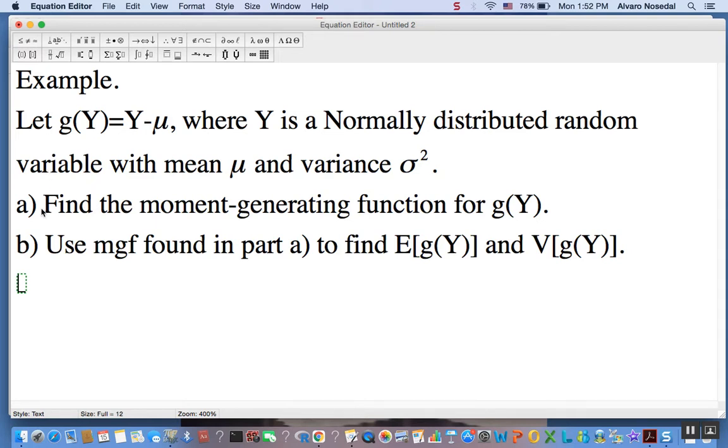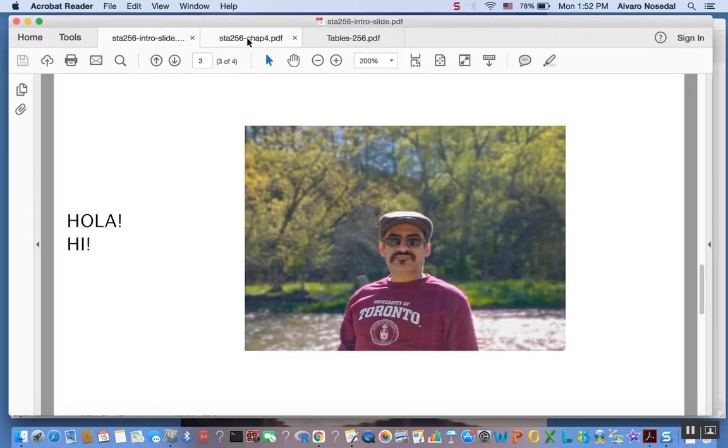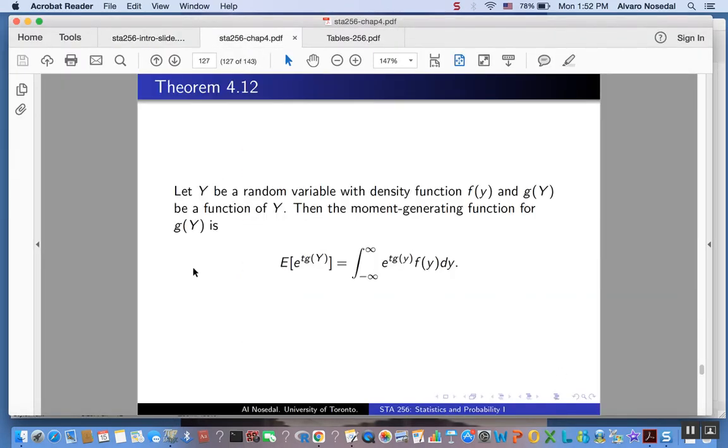So first, what we would like to do is find the moment generating function of that transformation, and then use that MGF to find the expected value and the variance of that transformation. Okay? Now, let me go to our lecture notes. That's the theorem that we want to apply.